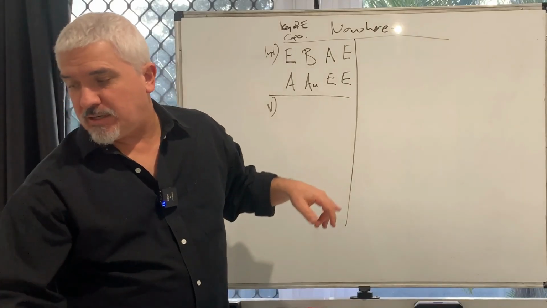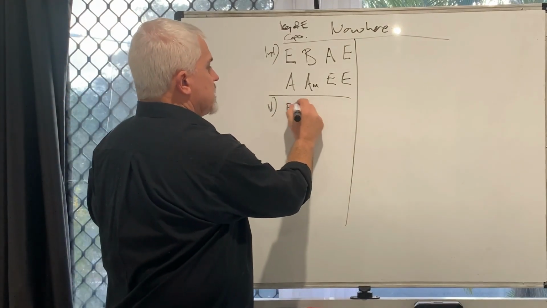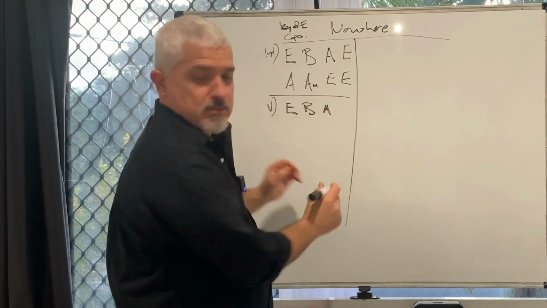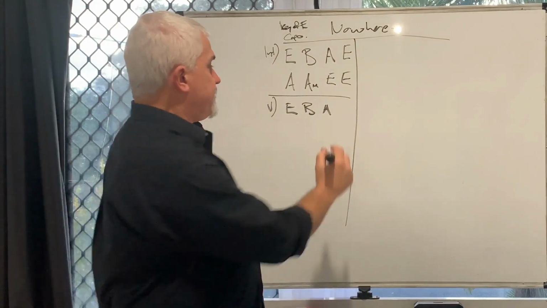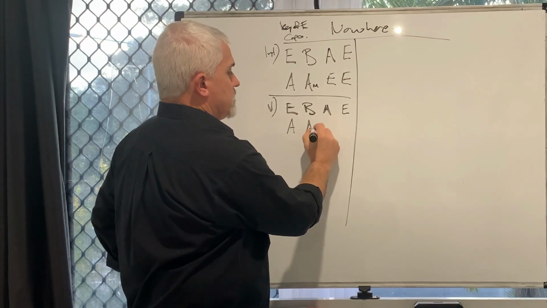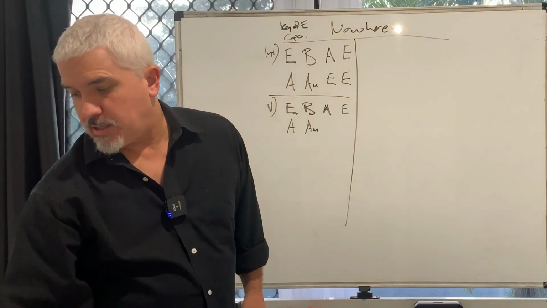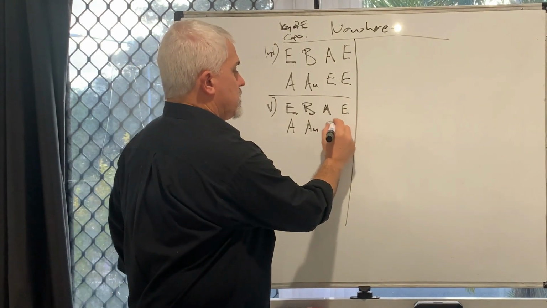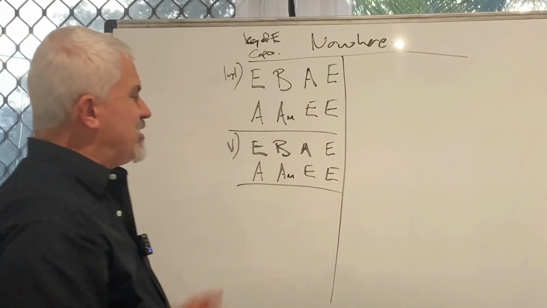So we've got E, B, so it looks very similar, E, B, A, E, similar again, A minor, and then to get to the verse. Alright, so we've got the verse.